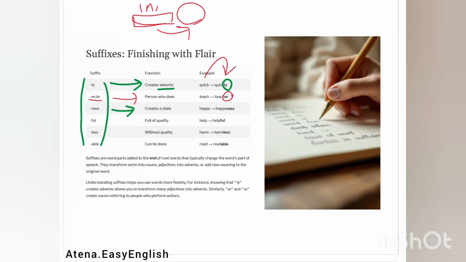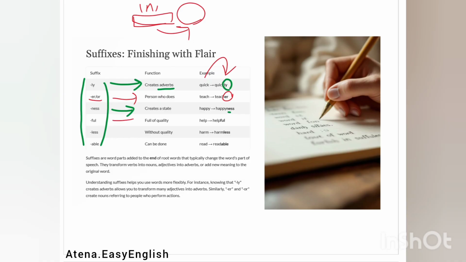Look at the next one, ness. It creates a state, and most of the time that makes your part of speech a noun. Look at here, happy, happiness. Sad, sadness. So in here, happy is an adjective and happiness is the noun, the state of being happy.